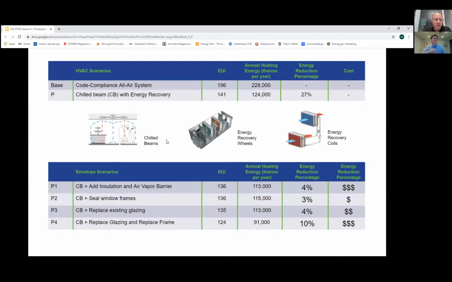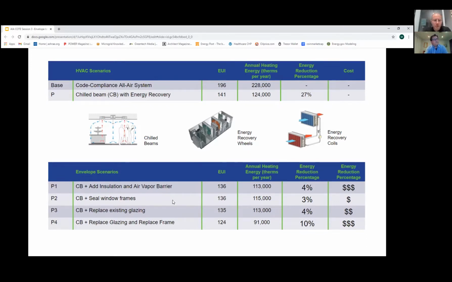quickly. We installed an HVAC system that had heat recovery to meet the ventilation load reduction, which was significant, it was 27%. But for the envelope, we needed to get to a higher percentage to meet the LEED goal. I would say the goal was 30% energy savings. So for the envelope study, we assessed 3 different scenarios. We broke out the envelope to add insulation and the air vapor barrier. Option number 2 was to seal the window frames where significant infiltration was being noticed. Option number 3 was to replace the existing glazing.